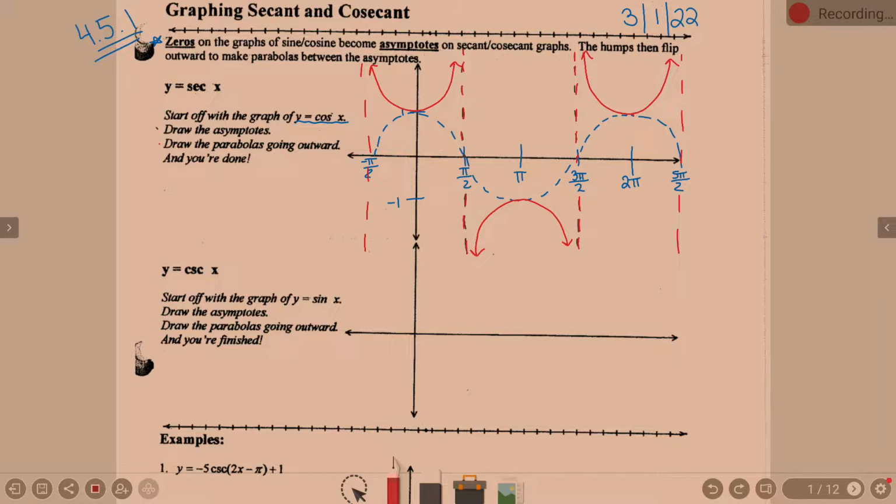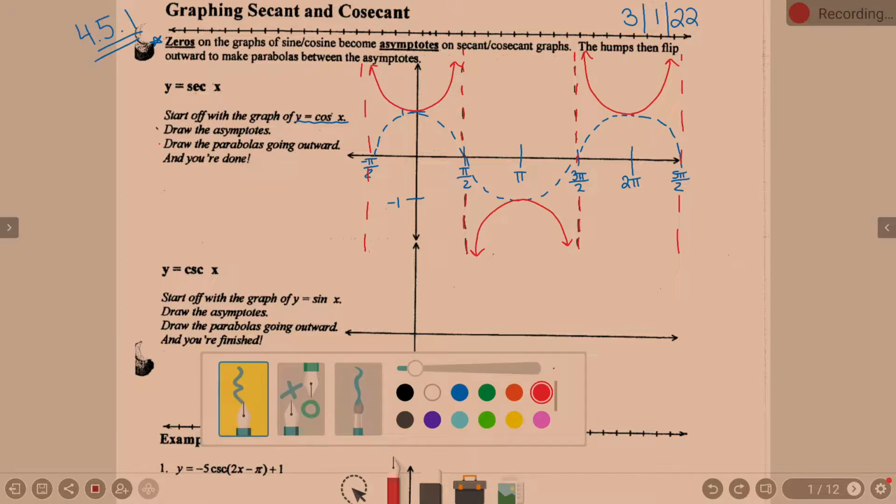Questions I should answer here? Are we going to be required to show the dotted line? I do expect you to show, in this case, the cosine curve, because that puts the parabolas in the right spots. Okay? It will help. That was kind of your beginning run.